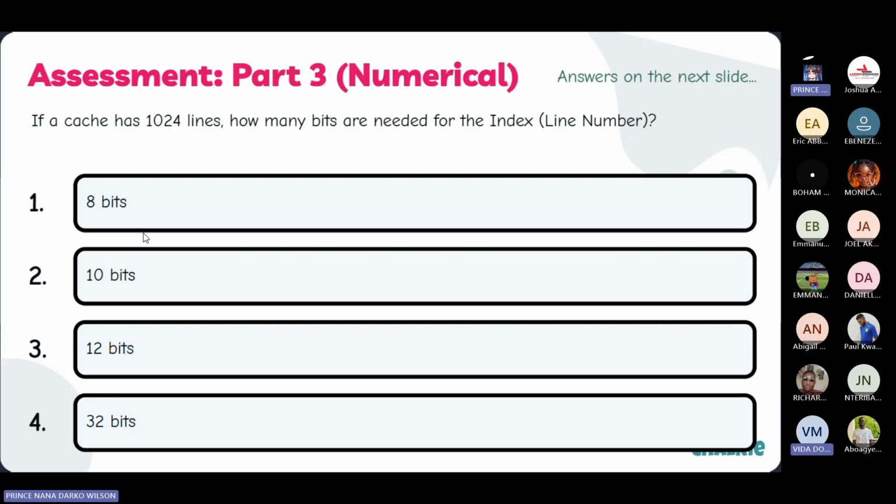So let's start from the lower side. 2 to the power 2 is 4, 2 to the power 3 is 8, 2 to the power 4 is 16, 2 to the power 5 is 32, 2 to the power 6 is 64, 2 to the power 7 is 128, 2 to the power 8 gives us 256, 2 to the power 9 gives us 512, and 2 to the power 10 is double of 512, that's 1024. So it is 2 to the power 10. So 10 bits.